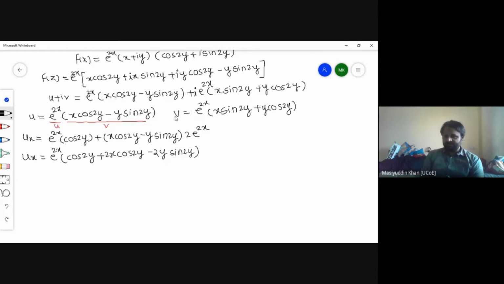Similarly, we have to calculate vx, but first we have to complete the u part. So I'm taking the derivative of u with respect to y. Again we have to simplify with the same concept. So e raised to 2x as it is, but next you have to perform the derivative with respect to y. So please try to understand. x is kept as it is here, and the derivative of cos 2y is minus 2 into sine of 2y, minus 2 into sine of 2y. The derivative of cos 2y is minus sine 2y, and the 2 from 2y is kept as it is.